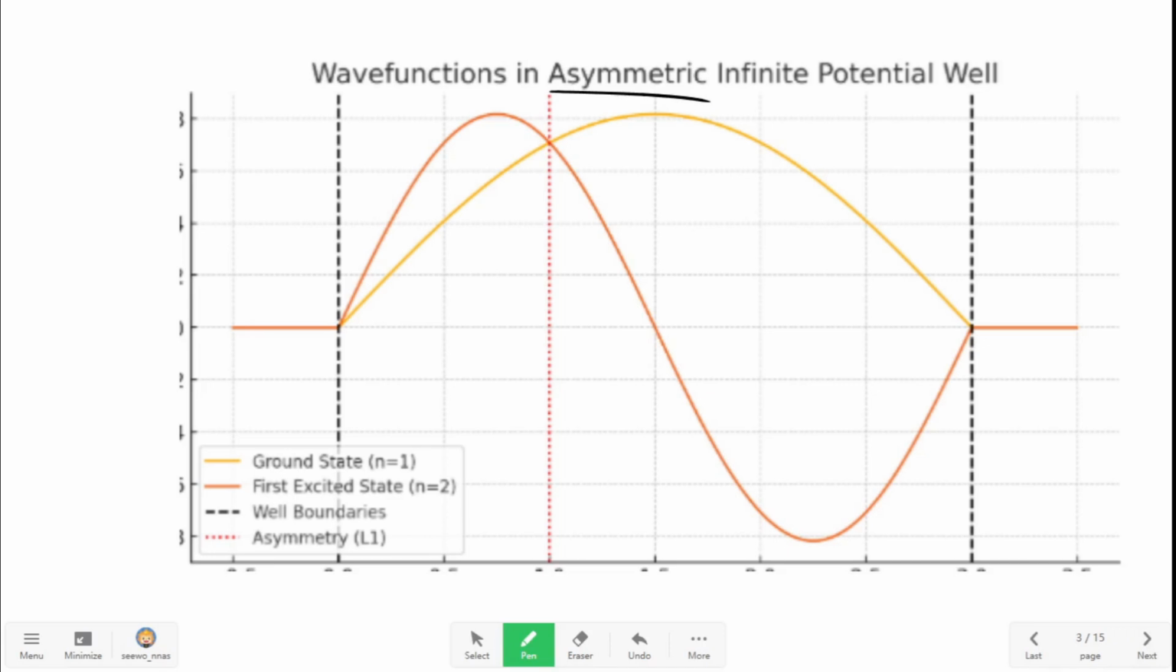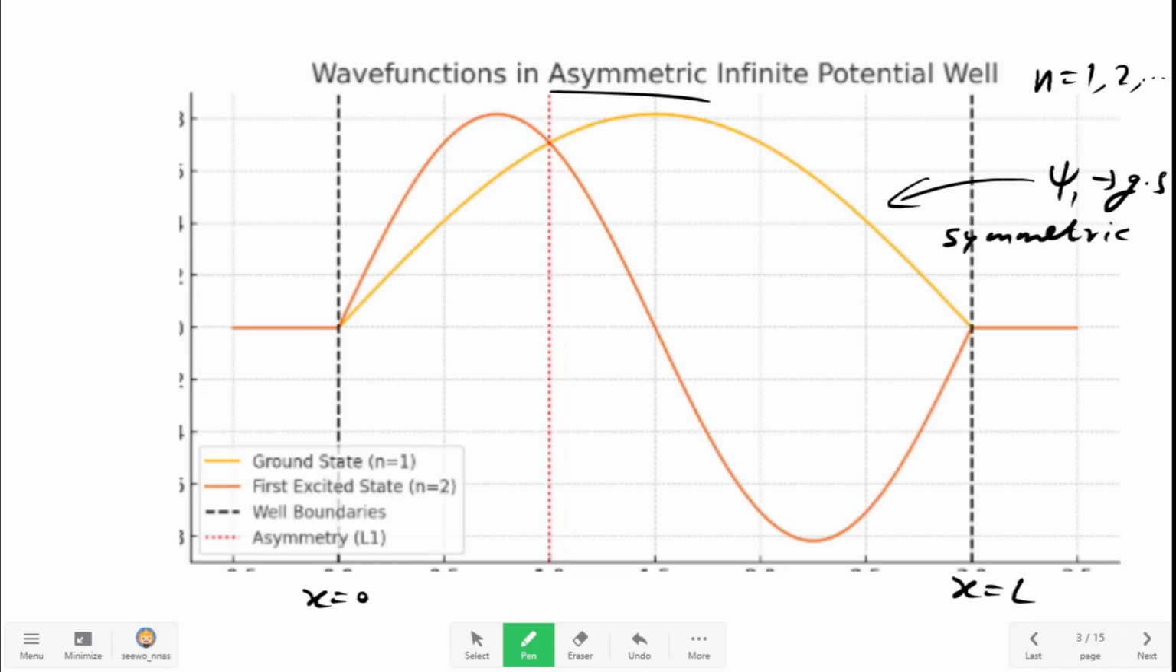well which is asymmetric. Asymmetric means that it extends from x equal to 0 to x equal to L. The ground state wave function is this psi 1. Here n starts from 1 and then goes on. So psi 1 is the ground state of the particle in an infinite potential well. This is symmetric about x equal to L by 2. So this point is L by 2, x equal to L by 2.